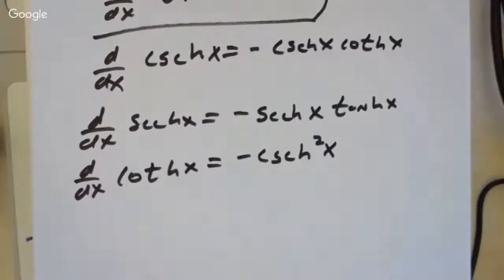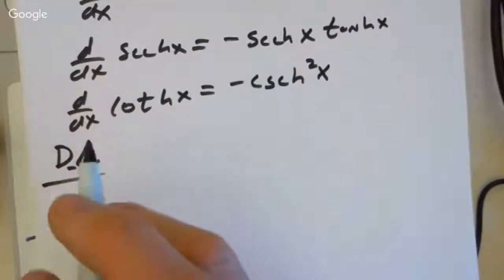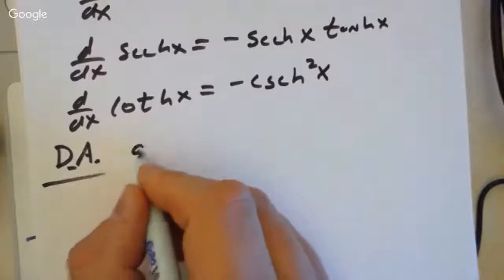Haley. So you might have already gotten into this, but why is cosine hyperbolic not a negative sign? Let's find the derivative real quick. So, dark alley problem. So here you go. We define.